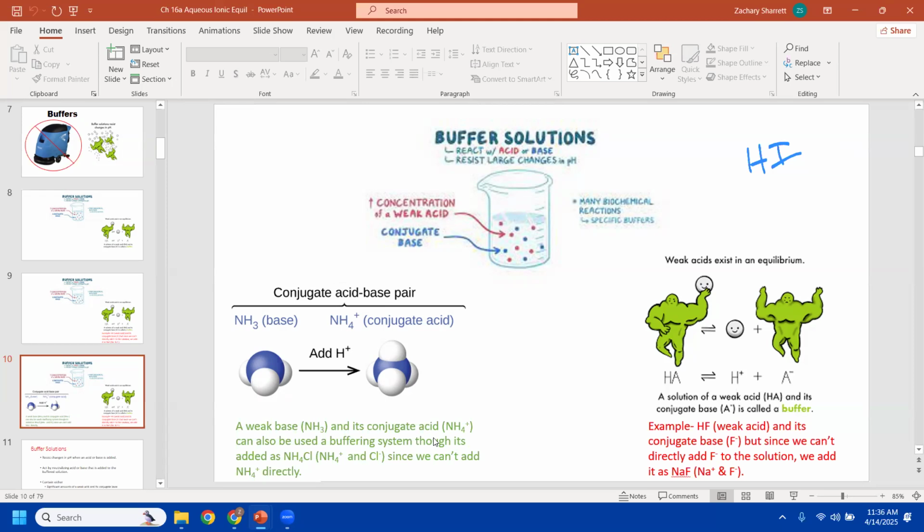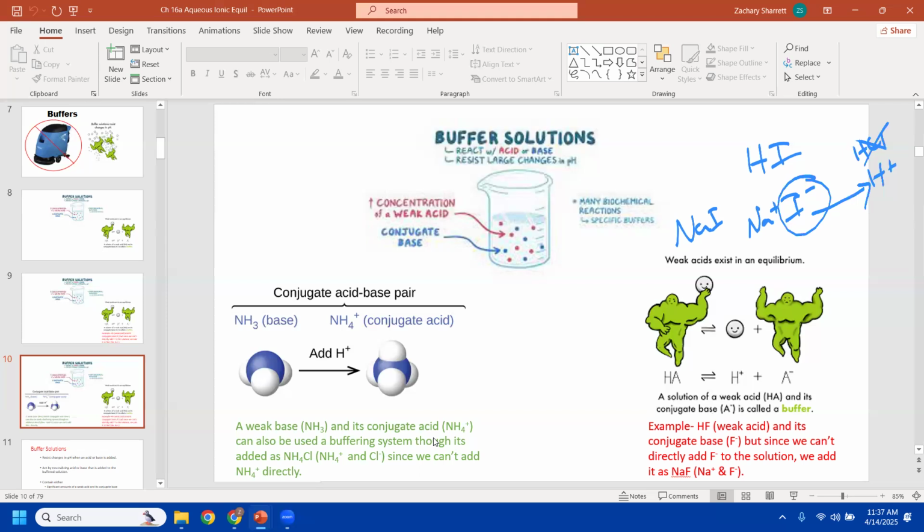So if we have HI, what would be its conjugate base? I minus. Can we add I minus directly? Let's add NaI, which would basically be Na plus and I minus. Now, when we add something like HCl, which is basically just adding H plus, could the conjugate base I minus react with the H plus to do what the weak acid's conjugate base did? What do you think, Bryce? Would the I minus grab the H plus? That's correct. Why not?